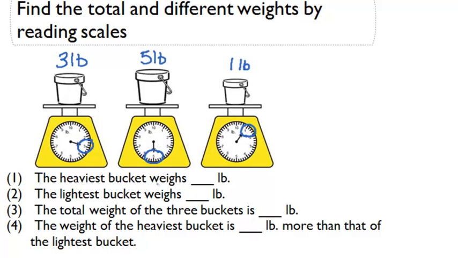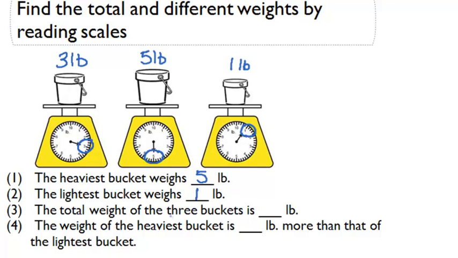Now, the heaviest bucket was the 5-pound bucket. It's the biggest, and it weighs 5 pounds, so we can fill that in on this first line. The lightest bucket was our 1-pound bucket. It's the smallest, and we can fill our 1 pound into the lightest bucket's weight.